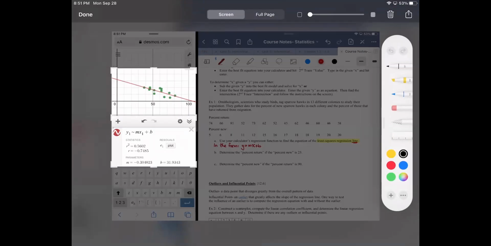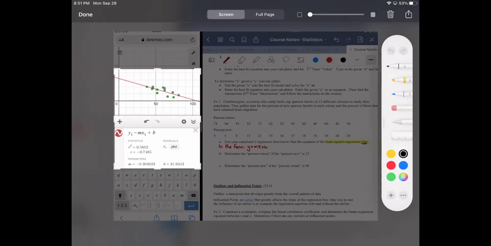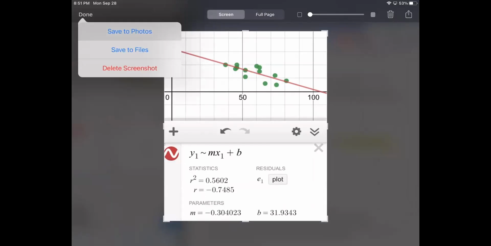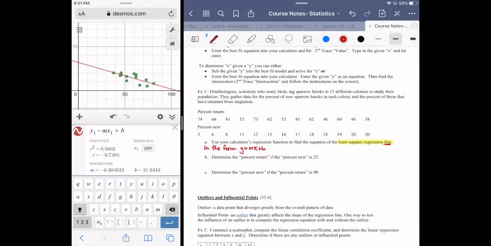What are residuals? The next topic that we're going to get to. Got it. Yeah, I got a whole explanation related to that.